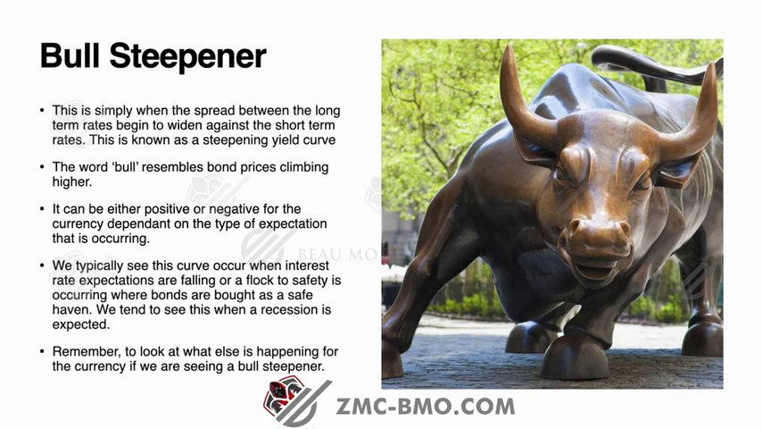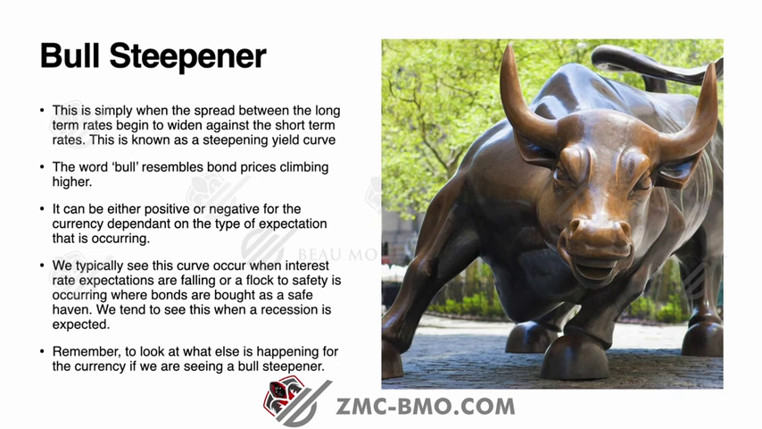A bull steepener is simply when the spread between the long-term rates begins to widen against the short-term rates. This is known as a steepening yield curve. The word bull represents bond prices climbing higher. It doesn't represent the yield, it represents the bond. So if you want to know if it's a bull steepener and you only look at yield, just think opposite.